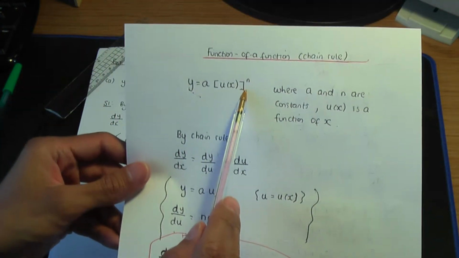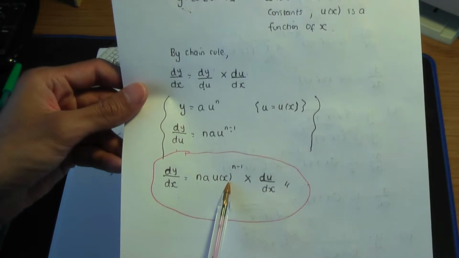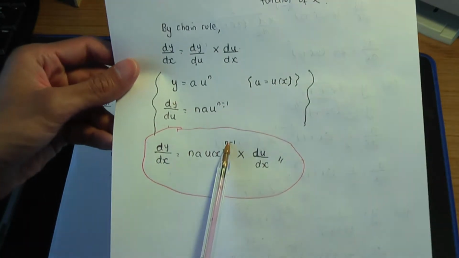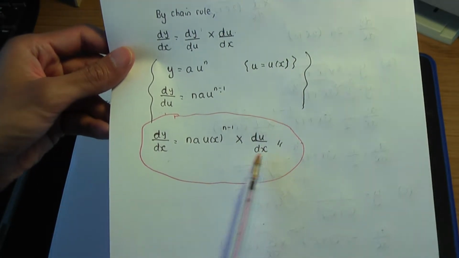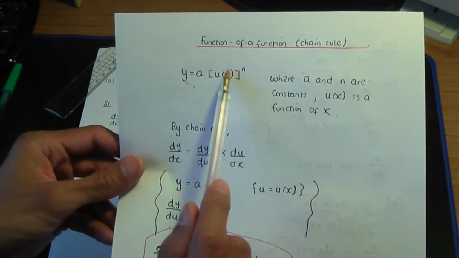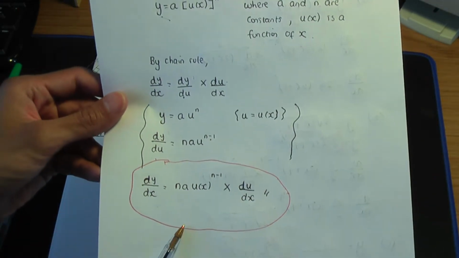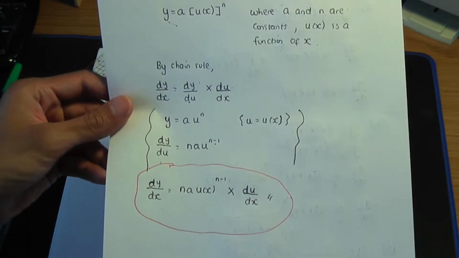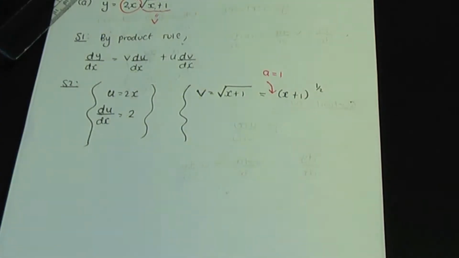We need to multiply by the power, giving us n a u to the power n. Then we subtract 1 from the power, giving us n minus 1. Then we need to multiply by d by dx of u, where u is the term here. If you're unfamiliar with this rule, be sure to watch the previous video that I did on the chain rule. So let's apply that rule over here.